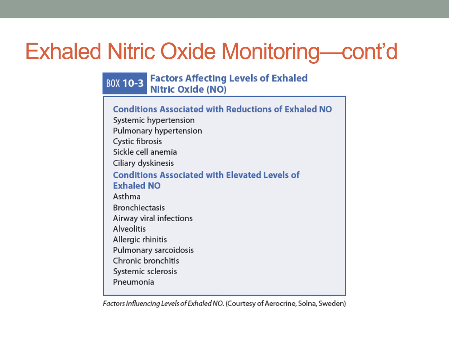As we're looking at monitoring levels of exhaled nitric oxide, conditions where you would see a reduction would be systemic hypertension, pulmonary hypertension, CF, sickle cell anemia, and ciliary dyskinesia. Conditions with an elevated exhaled NO would be asthma, bronchiectasis, airway viral infections, alveolitis, allergic rhinitis, pulmonary sarcoidosis, chronic bronchitis, systemic sclerosis, and pneumonia. That is how we would use that tool.